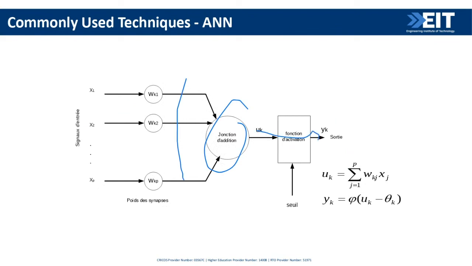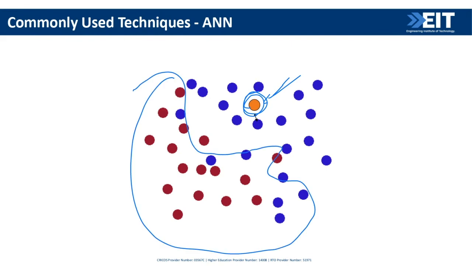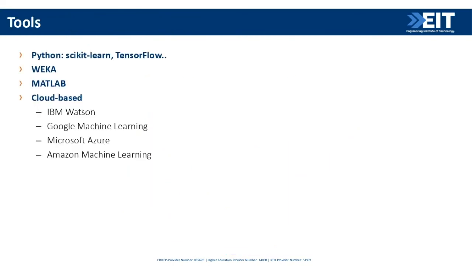The output is a function of the sum of the inputs. Very simple, and yet we can do impressive things. The main idea in an artificial neural network is to let you give a label to a new sample that you've never seen before, given what you already know. If you already know the distinction between red and blue, and I give you the orange point, I can give a decision based on this. Okay, now just stop it.